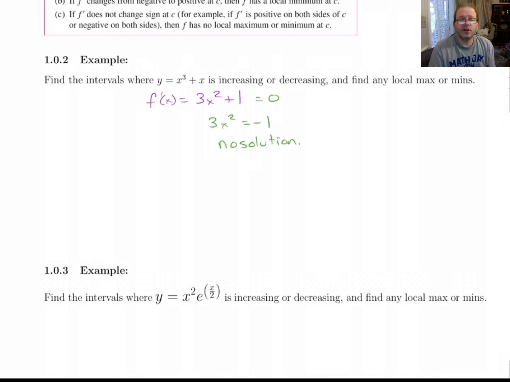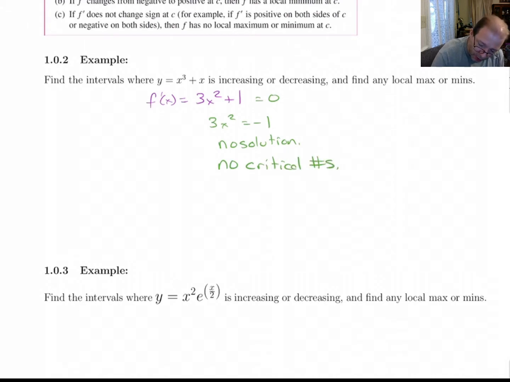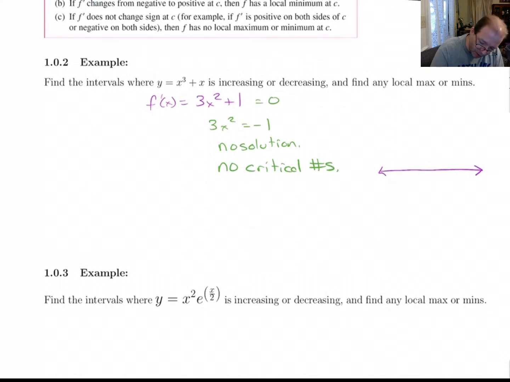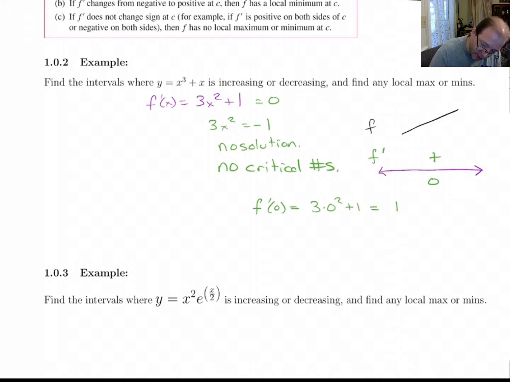Well, what that means is this function has no critical numbers. So if I do my chart, I don't have anywhere to cut it up because there's no critical numbers. So I can pick any test value I want at all. I'll pick 0 because it's my favorite number. It's easy to plug into things. F prime of 0 is going to be 3 times 0 squared plus 1, which is 1, which is positive. And so that means that my actual function is going to be increasing everywhere.